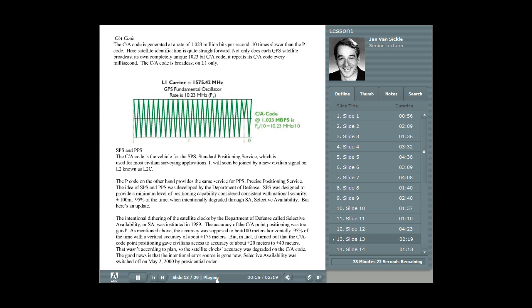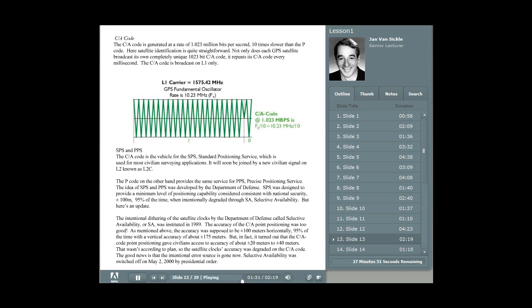Now, the C/A code is the vehicle for the so-called Standard Positioning Service, which is used for civilian applications. Modernization will introduce a new civilian code called L2C. More about that later. When the codes were designed by the Department of Defense, the concept was that the Standard Positioning Service, as opposed to the Precise Positioning Service, would provide a level of positioning at plus or minus 100 meters 95% of the time.